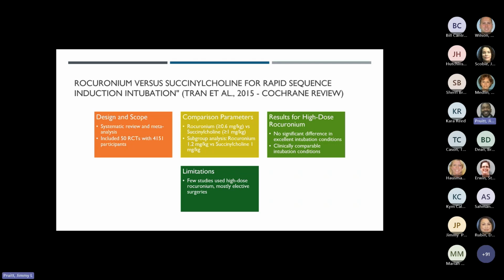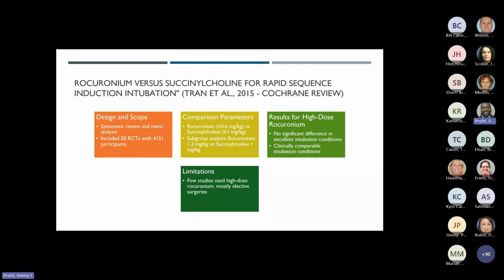So let's go ahead and dive into some of this data that we have here. The first question I wanted to answer is whether or not there's a difference in intubation conditions when looking at rocuronium versus succinylcholine. This one's going to be a Cochrane review that looked at 50 RCTs and about 4,000 patients. And what they did was two different things. They looked at doses of rocuronium at 0.6 mg per kg versus succinylcholine, and then they looked at a subgroup analysis of rocuronium at 1.2 versus succinylcholine.